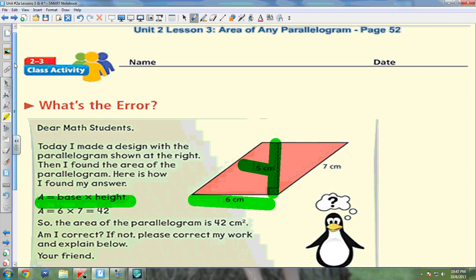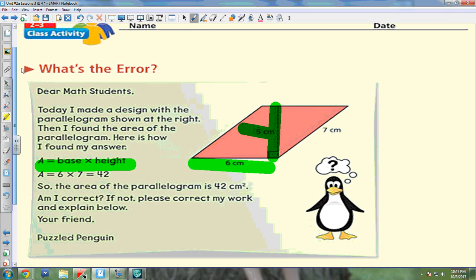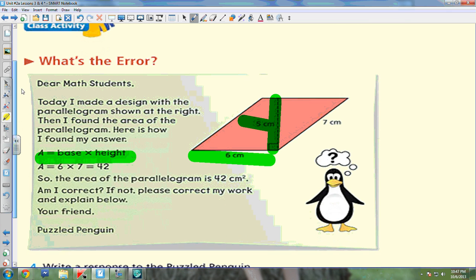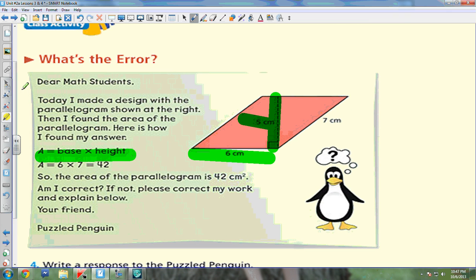Alright, so then we have our first Puzzled Penguin math problem here. It says, dear math students, today I made a design with the parallelogram shown at the right. Then I found the area of the parallelogram. Here is how I found my answer. Area equals base times height, which is correct. And he said that area equals 6 times 7, which equals 42. So the area of the parallelogram is 42 centimeters. Am I correct? If not, please correct my work and explain below. Your friend, the Puzzled Penguin.